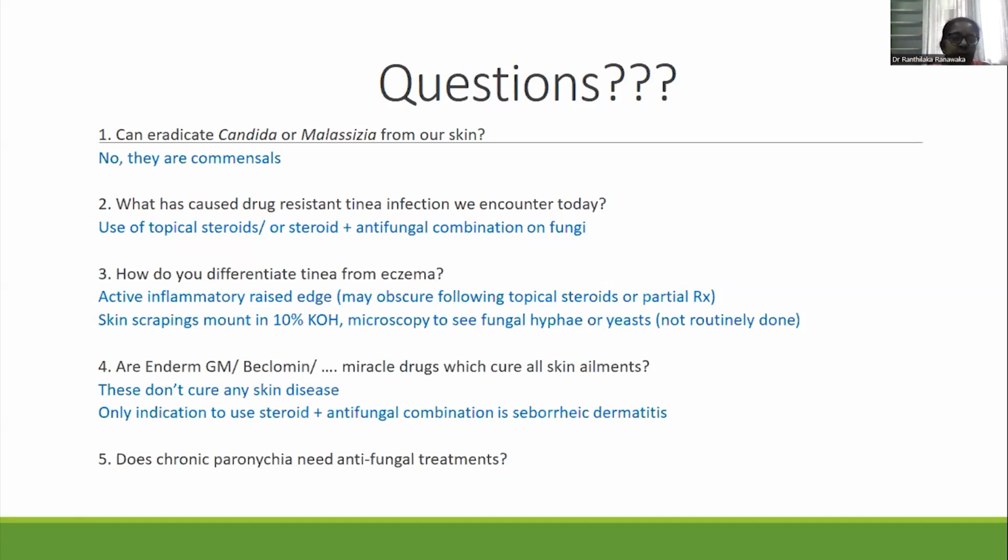The only indication to use steroid plus antifungal combination is seborrheic dermatitis. That is the only indication.